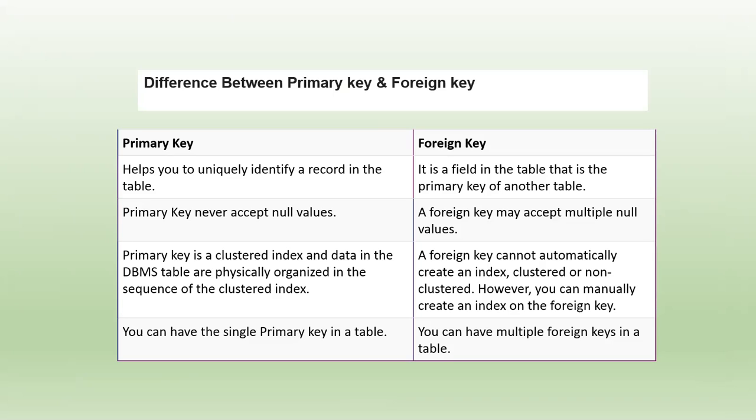Primary key is clustered indexed, so data in the DBMS table is physically organized in the sequence of the clustered index. Foreign key cannot automatically create an index, clustered or non-clustered. However, you can manually create an index on a foreign key. You can have a single primary key in a table. You can have multiple foreign keys in a table.